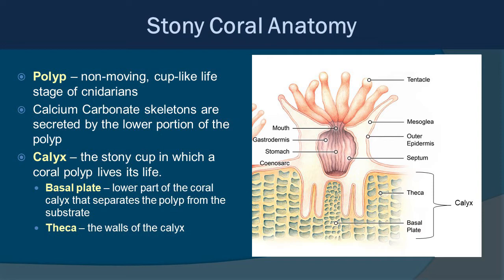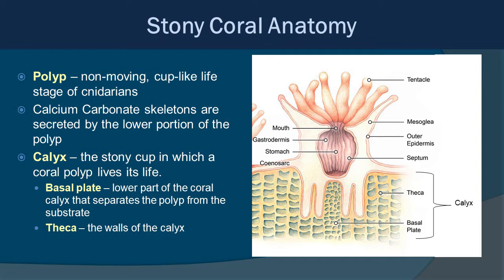The entirety of it is called the calyx, which is the stony coral cup in which the coral polyp lives its life. Now, out of that, you can break down the basal plate, or the lower part of the coral calyx that separates the polyp from the substrate, and then the theca. The theca is the wall of the calyx, essentially the vertical wall of it. And so the polyp sits in there, but remember that the polyp actually secretes the calcium carbonate of the calyx and the theca and the basal plate, essentially. So as the coral grows, those parts continue to be secreted and the polyp rises and the entire coral colony gets larger.